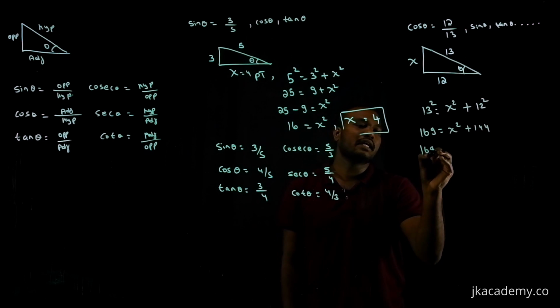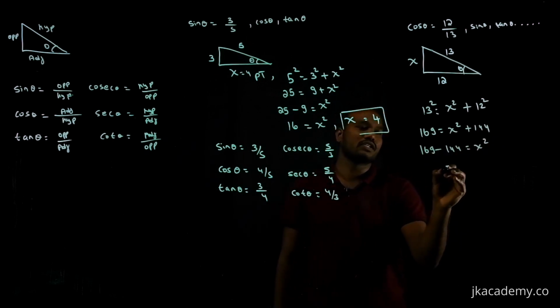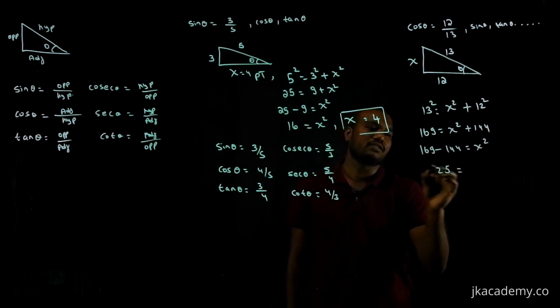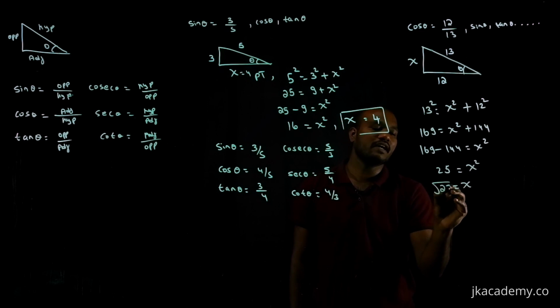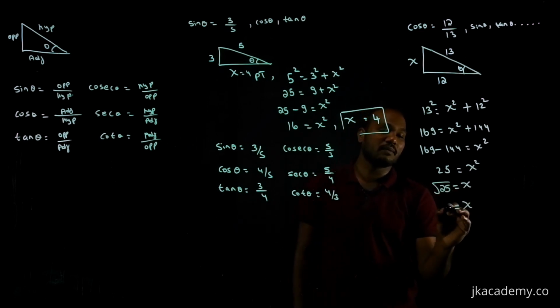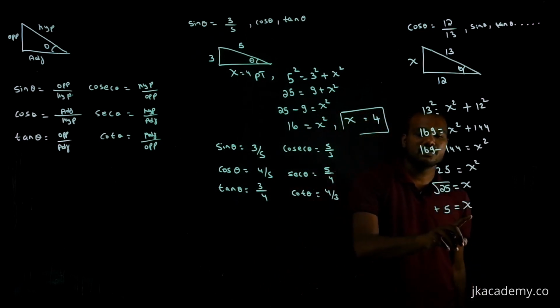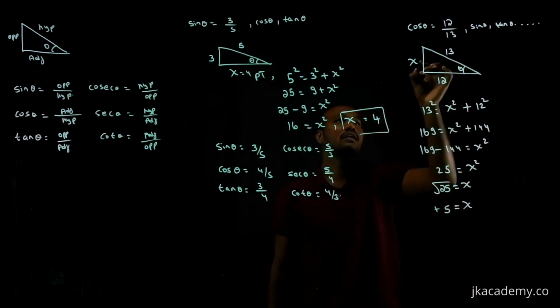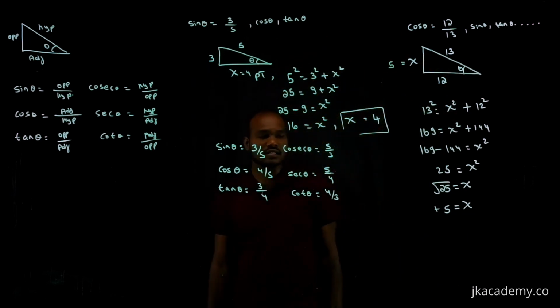So 169 minus 144 is equal to x square. 9 minus 4 is 5, 6 minus 4 is 2, so that is 25, equal to x square. So x is equal to what? Root 25. We have to get the x value as 5, because minus 5 is not a distance. Only we have to take plus 5. So x is equal to plus 5.